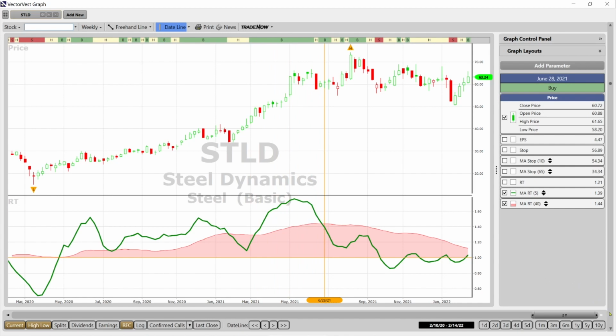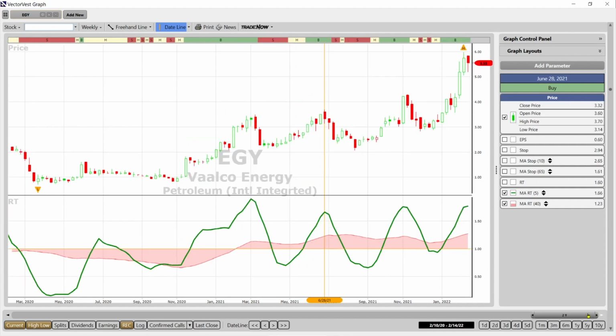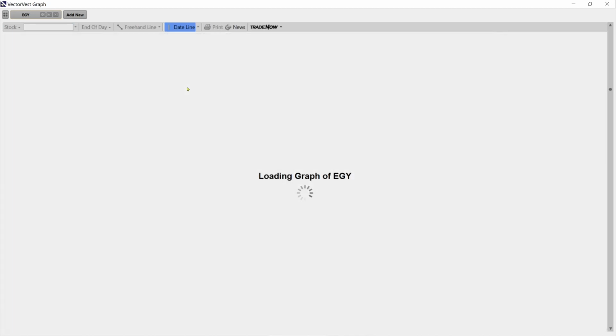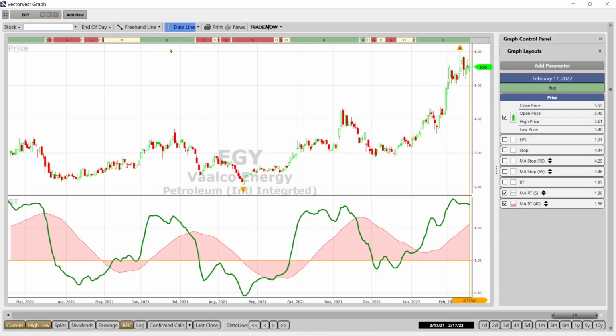So I hope you like this approach. I think it's a simple, very visual entry approach. I do typically use it as a swing trading methodology with the daily graph, but again, it does work quite well with the weekly graph also. So whatever your investment style is, I think this is an indicator that, while it's not perfect, it's nearly perfect.